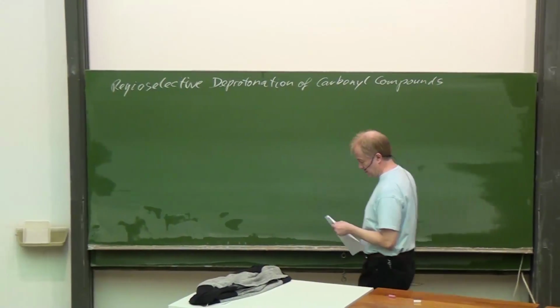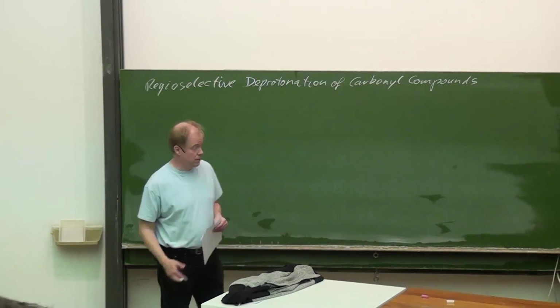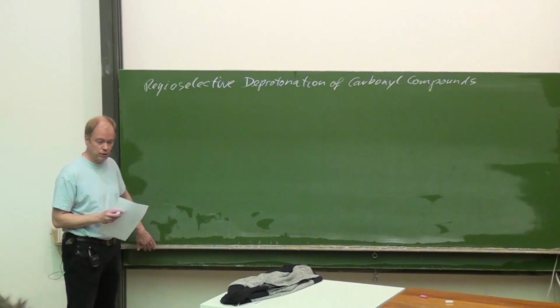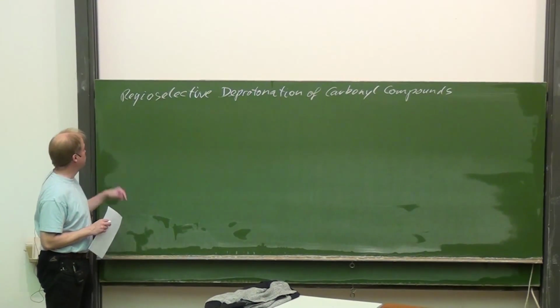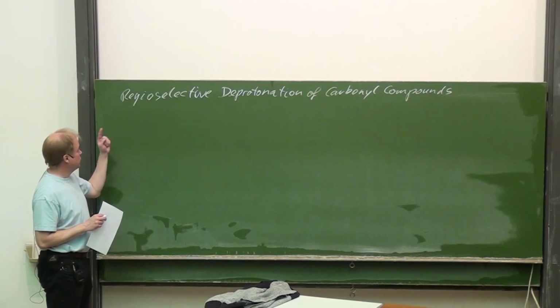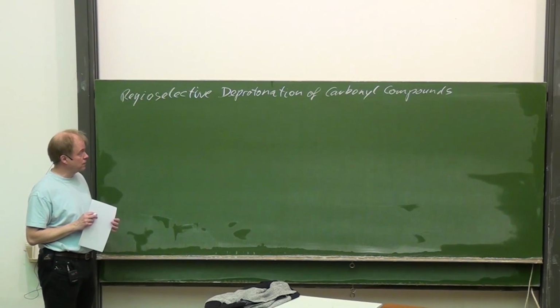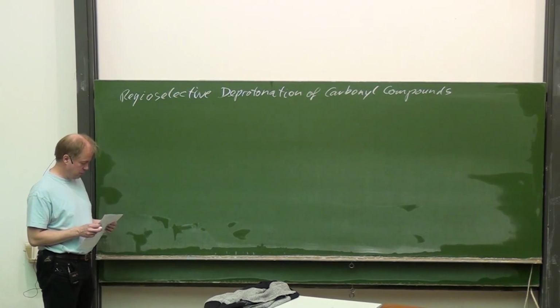So, okay, let's start. Welcome to lesson number 7 on Stoichiometric Organometallics. The subject of today's lecture is regioselective deprotonation of carbonyl compounds.